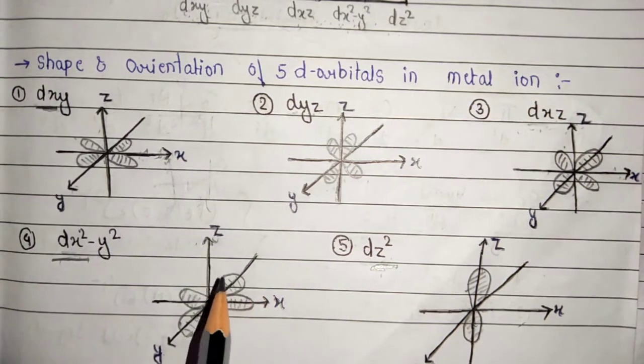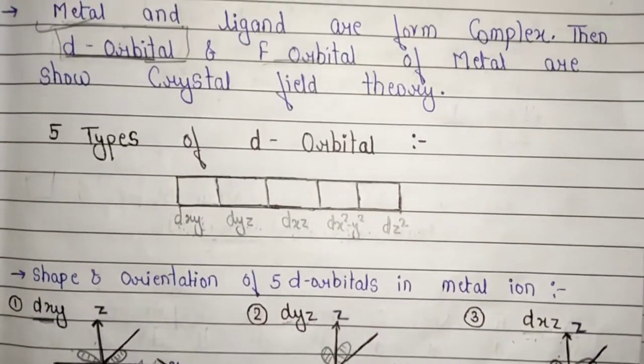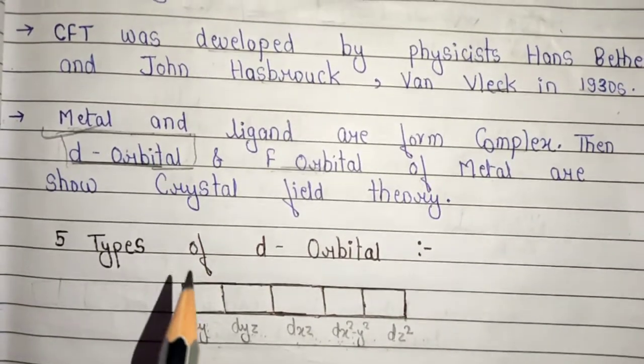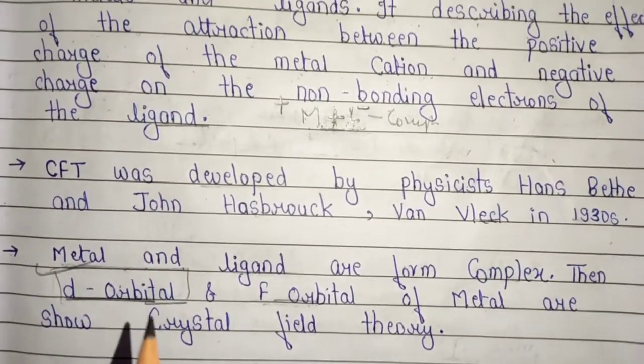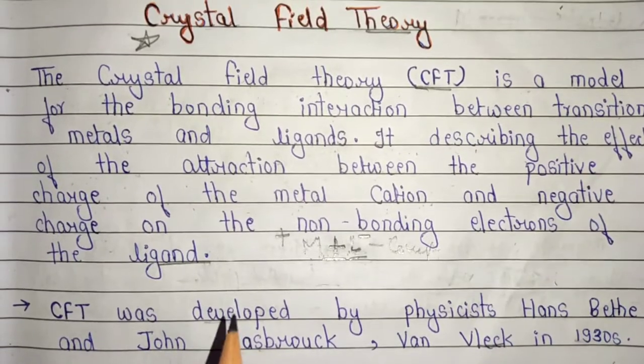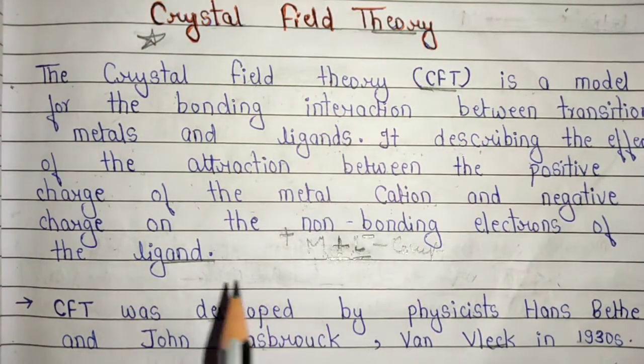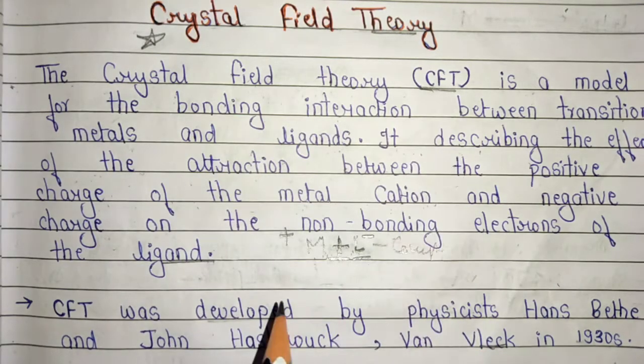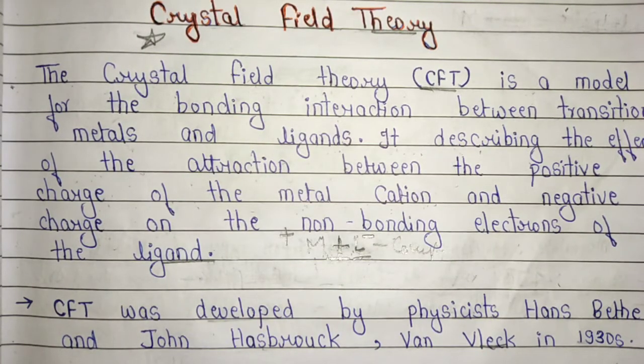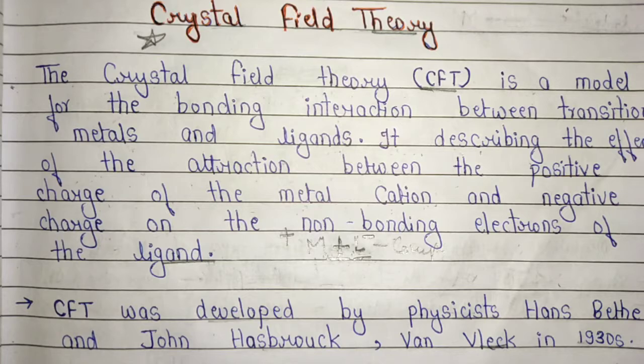I hope you understood this concept, and these handmade notes are important. I hope they are helpful for your exam preparations, because this is important for BSc and MSc level examinations. If the question asks what is crystal field theory, you can write this basic concept and add these 5 types of d orbitals, so your answer would be better, I think.